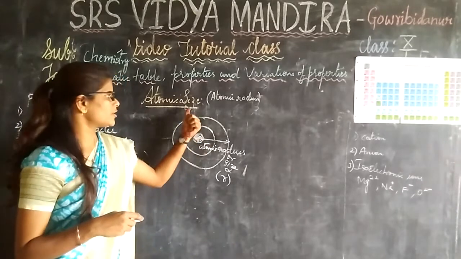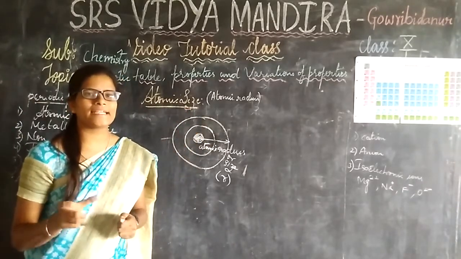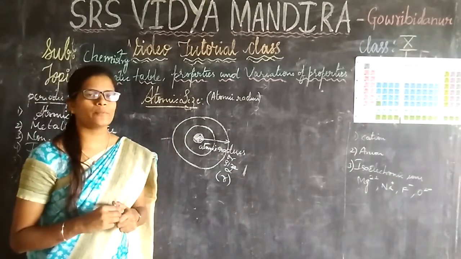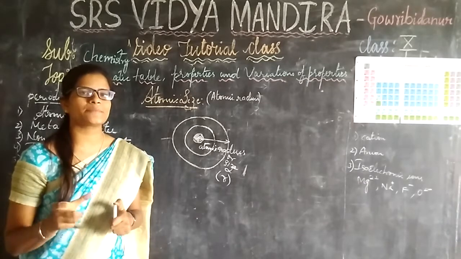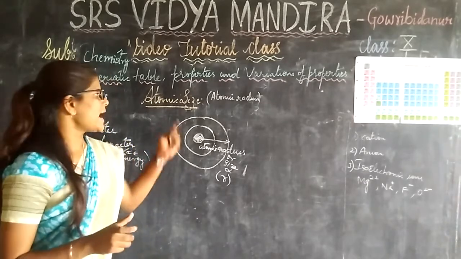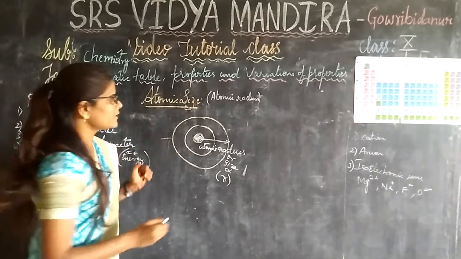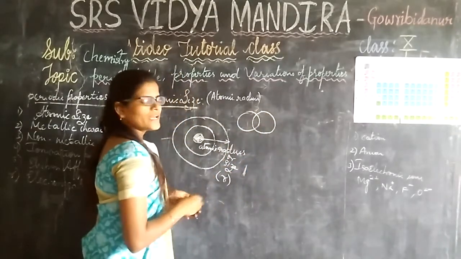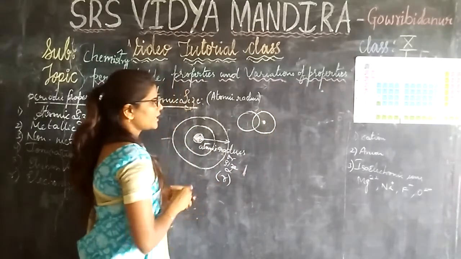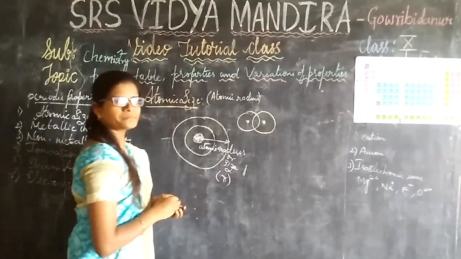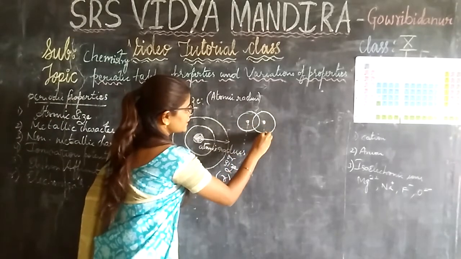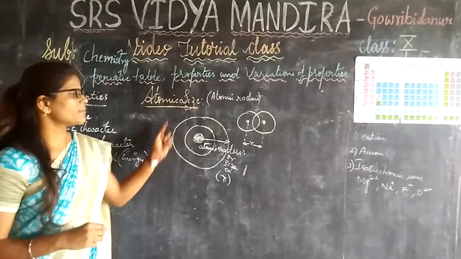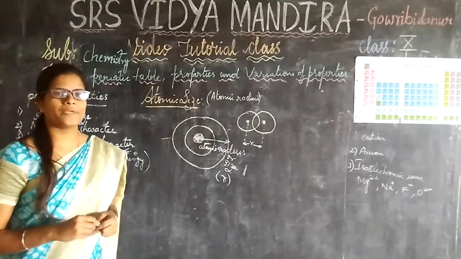Another definition of atomic size is half the internuclear distance between two combining atoms, called atomic size or atomic radius. See here, suppose this is one atom and this is another atom. This atom has a nucleus here and the other atom has a nucleus here. Half the internuclear distance is called the atomic radius. This is the definition of atomic radius.